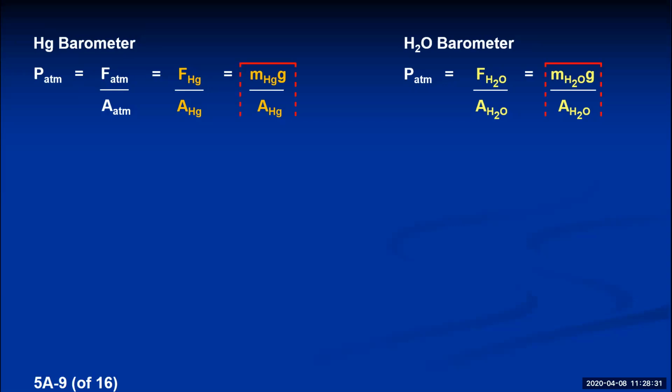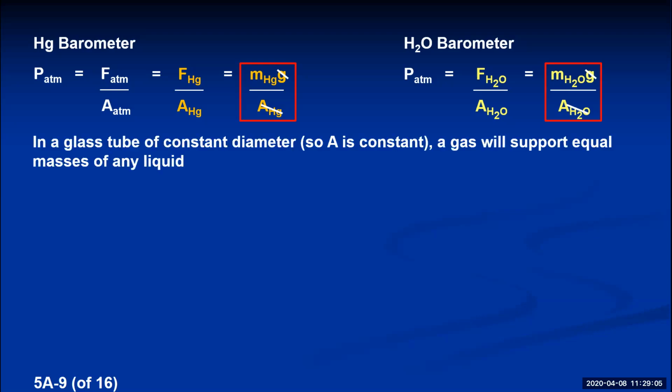So these last two statements have to be equal to each other because they would both measure atmospheric pressure. If they both measure atmospheric pressure, we cancel out the Earth's gravitational constants because they would be the same, and if we're using tubes that have the exact same diameter, then the areas would be the same. This is what must be true when you use a barometer of varying liquids to measure atmospheric pressure. The atmospheric pressure holds up a specific mass of mercury. It would hold up the exact same mass of water. So in your columns that are being supported by the atmosphere, the gas would support equal masses of any liquid.